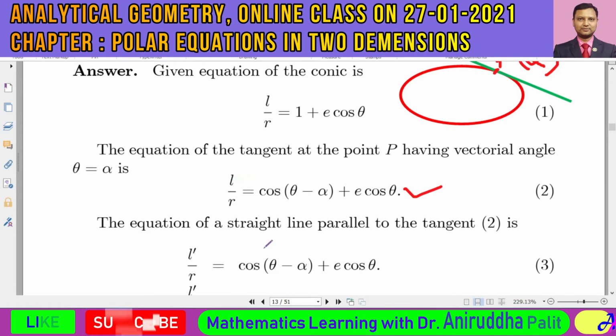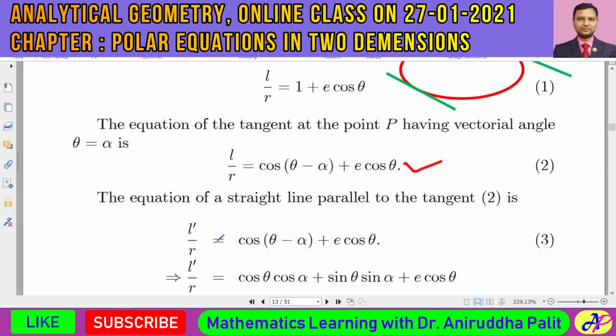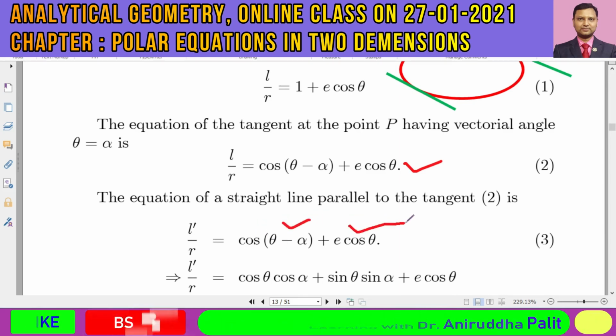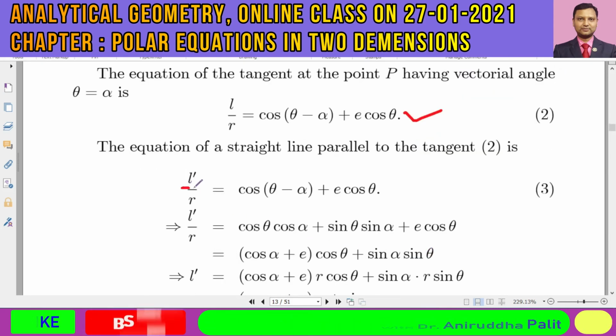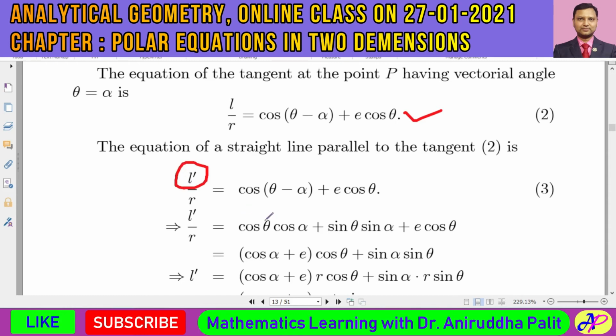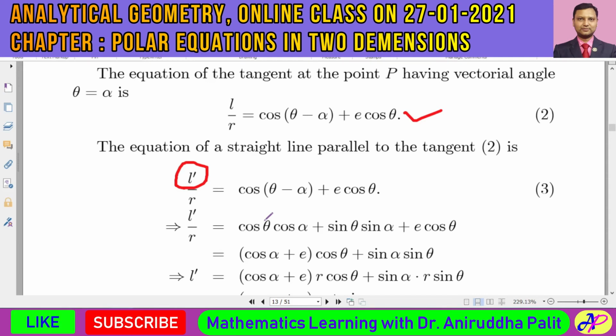So we can now write the equation of the tangent line at this kind of point, which is parallel to the first tangent. Such parallel straight lines would have this kind of equation: L prime divided by r is equal to cos of theta minus alpha plus e cos of theta. Now we need to determine the value of this unknown quantity L prime.